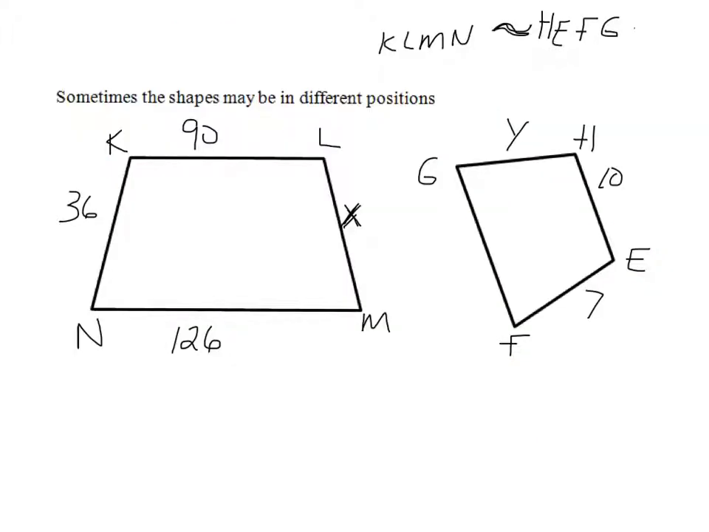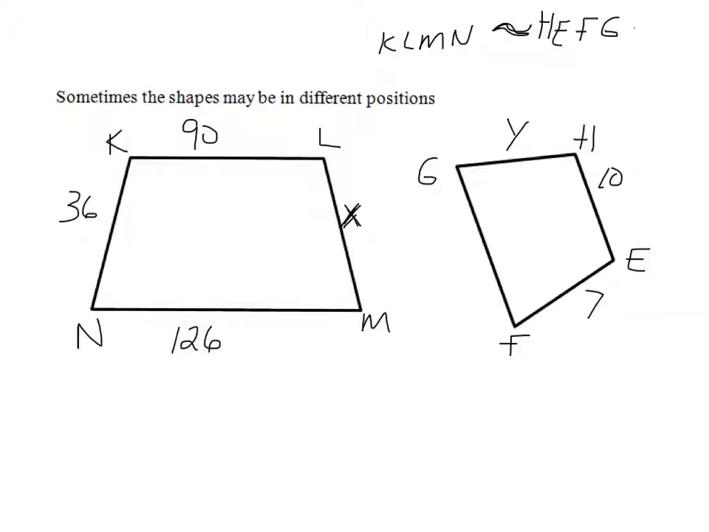Sometimes when you have similar figures, they may not be in the same position. If you look closely, you should notice that the figure on the right has been rotated to a different position than the figure on the left. Looking at the top, we see that they're similar because KLMN is similar to HEFG. So we still set up a proportion and find our missing sides.